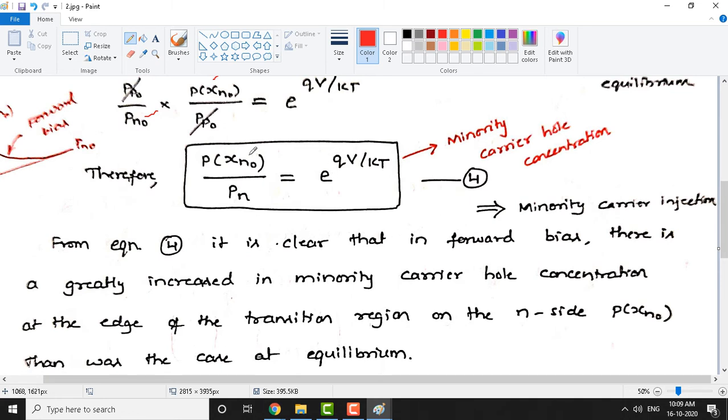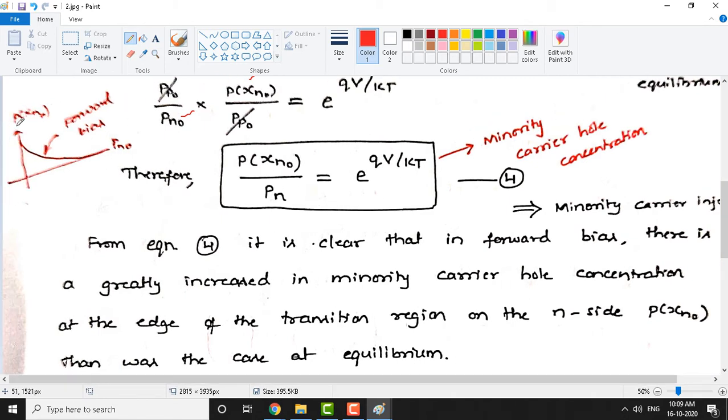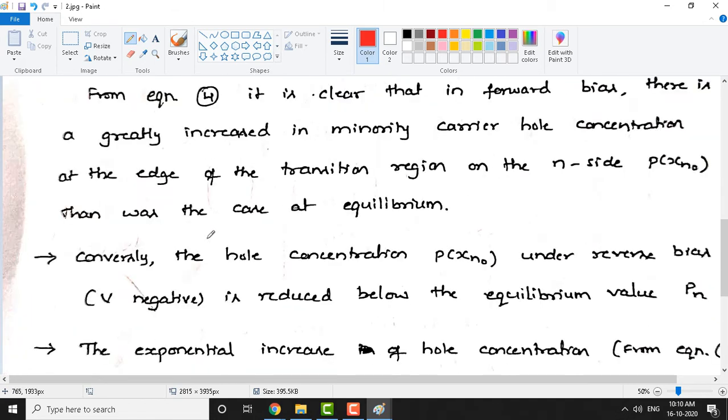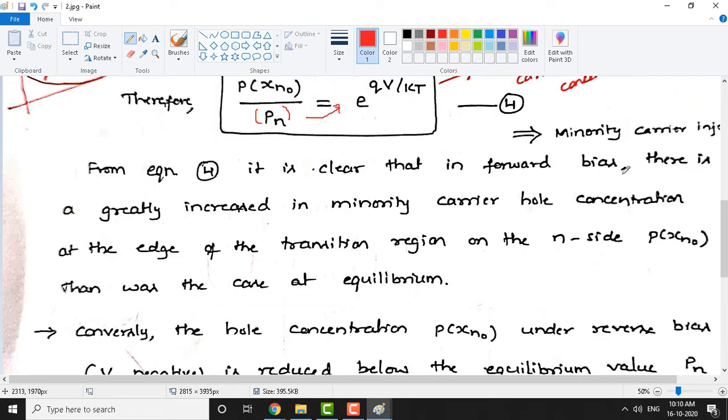This equation shows the minority carrier hole concentration, as I already showed you in the graph. If you cross multiply, P of xn0 can be written as Pn times e to the power of qV by kT. As I told you already, the minority carrier concentration keeps decreasing when you move deeper into the n side or deeper into the p side. From equation 4, it is clear that in forward bias there is a great increase in minority carrier hole concentration at the edge of the transition region on the n side than was the case at equilibrium.